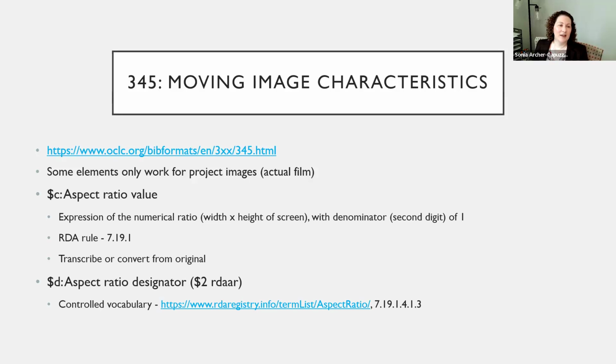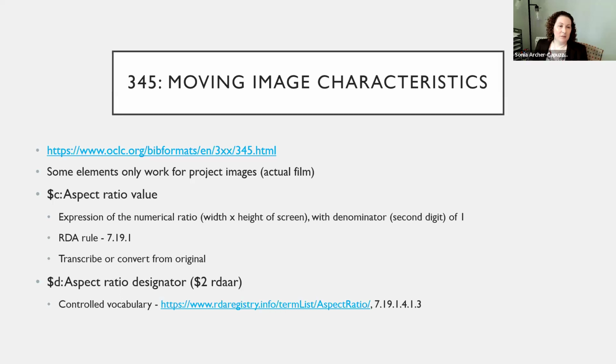But for anything else, there are relatively new C and D subfields in the 345, specifically for the aspect ratio. The C is for that aspect ratio value, so that's the numbers. The best practice is to do this with the denominator 1, so your second digit is 1, and there are calculators online that can do this for you if your disc doesn't have the number with the second digit of 1. Basically, you just take what the resource says with this.